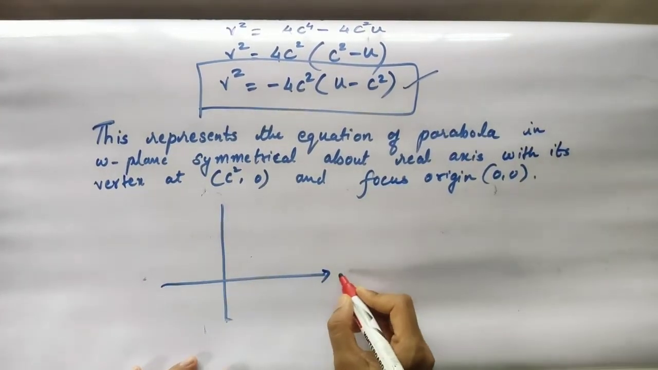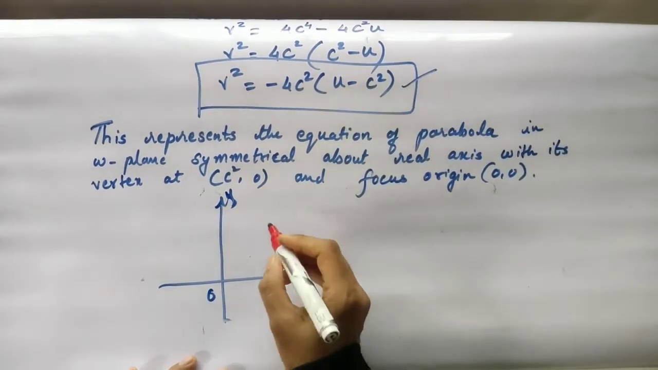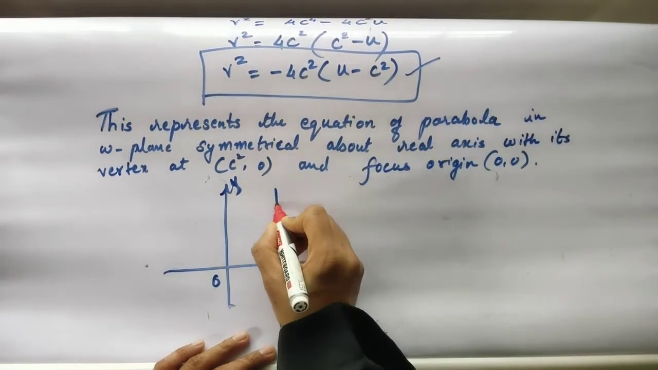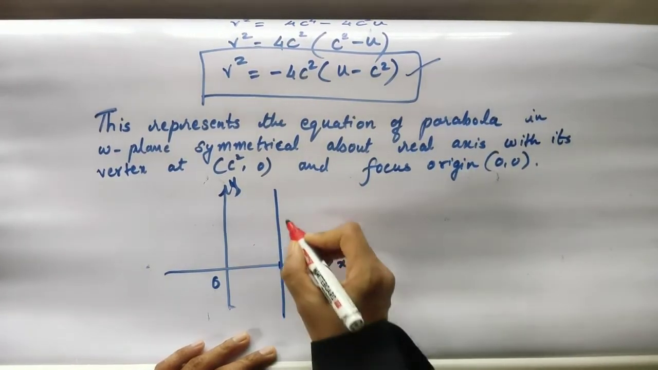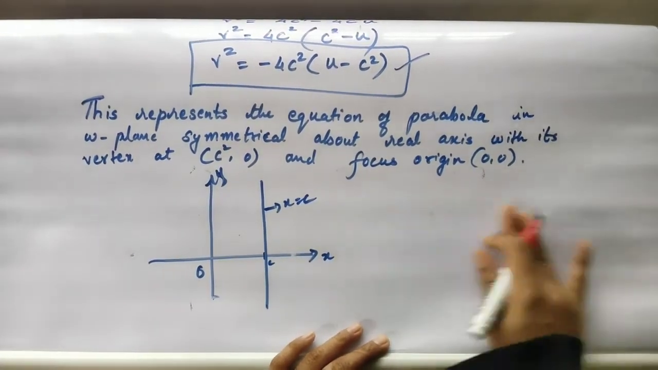So say this is a z plane, x-axis, y-axis and the origin. We are having x is equal to c. Say if this is c over here, so x is equal to c will be a line parallel to the y-axis. Say this is x is equal to c. Okay, let me draw a w plane now.